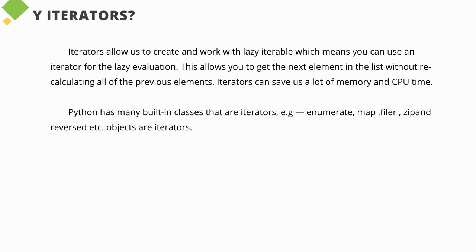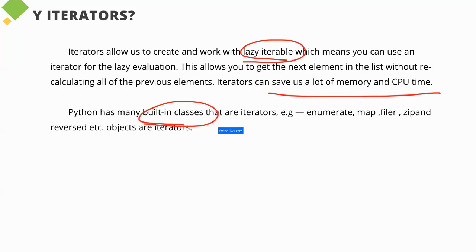Why iterators? Iterators help in lazy evaluation, like lazy iterables. We need not work with each and every item of the iterable, and it won't calculate the previous elements. It saves us a lot of memory and CPU time. And we have many built-in classes for iterators like enumerate, map, filter, and zip functions. You have already discussed all these functions in the Power Trio, right?